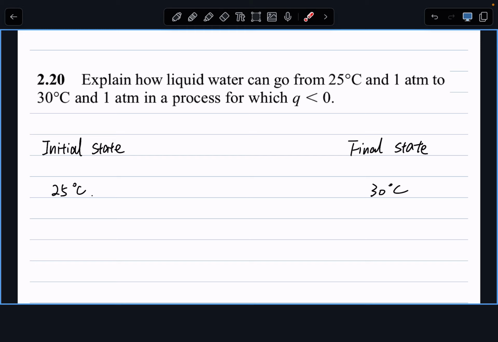Okay, and what we want is to define a process where Q is negative. Anyone want to take a guess or have some clue? The little hint is we will be using our first law of thermodynamics. So our first law tells us that delta U equals Q plus W.